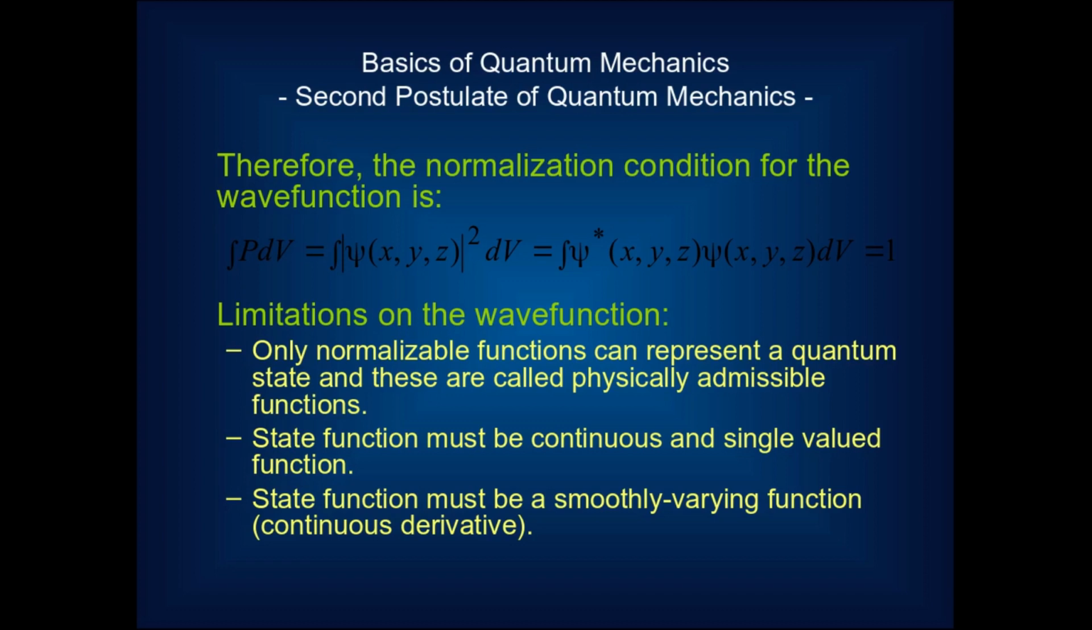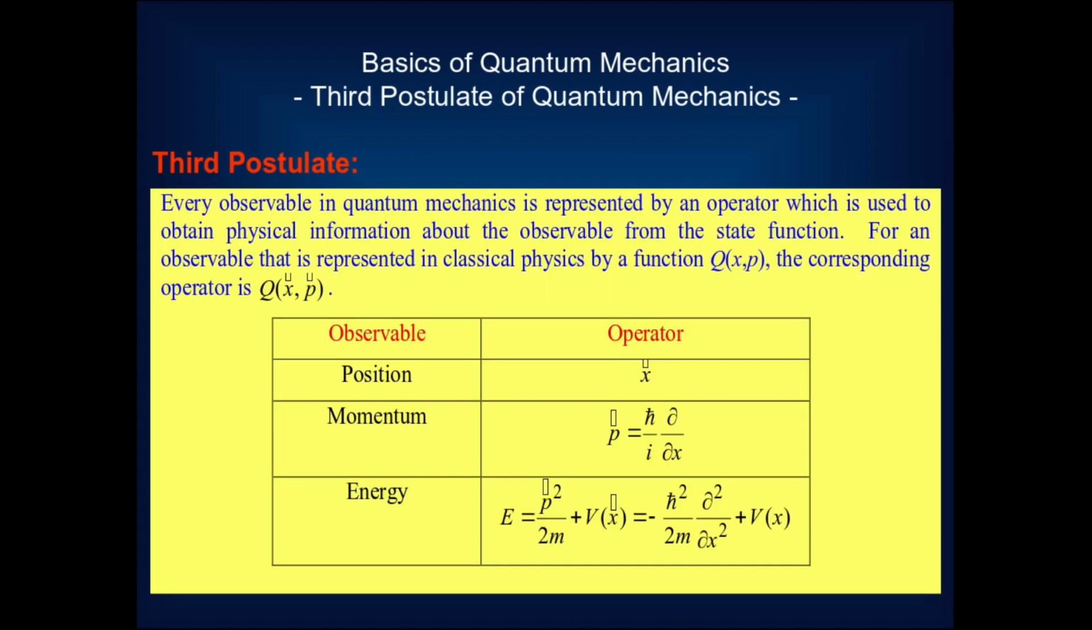Limitations of the wave function. Only a normalizable wave function can represent a quantum state, and these are the only physically admissible functions. The state function must be a continuous and single-valued function. The state function must be a smoothly varying function. It should have a continuous derivative.